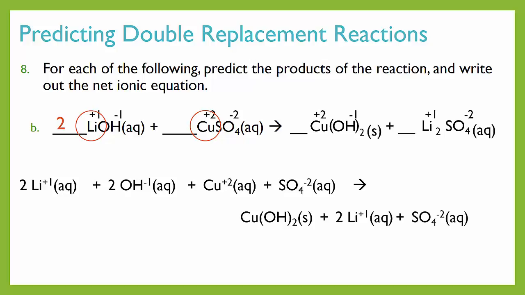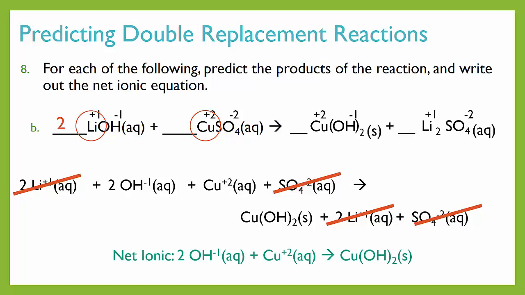So I'm going to do as I did before and cancel out things that appear the same on both sides of the arrow. So lithium cancels out, it's aqueous on both sides, and the sulfate cancels out, it's aqueous on both sides. Nothing else will cancel out. So my net ionic equation is going to be 2 hydroxide ions plus a copper +2 ion to make copper hydroxide solid.